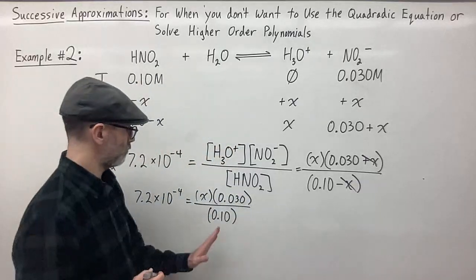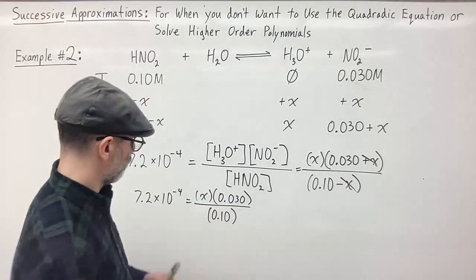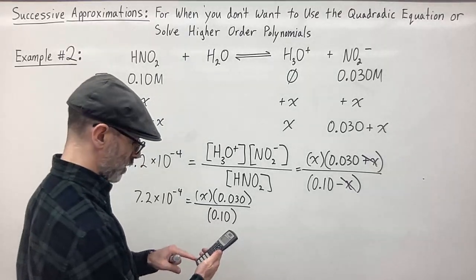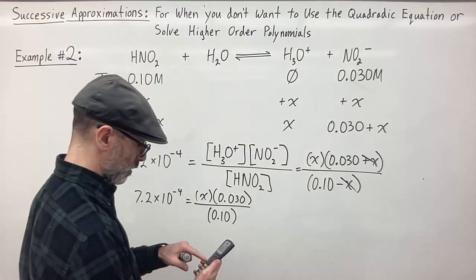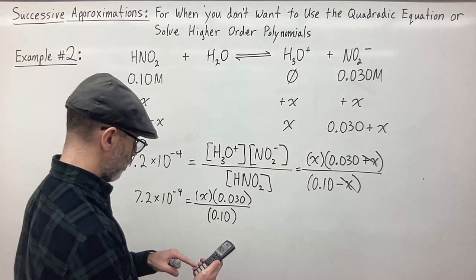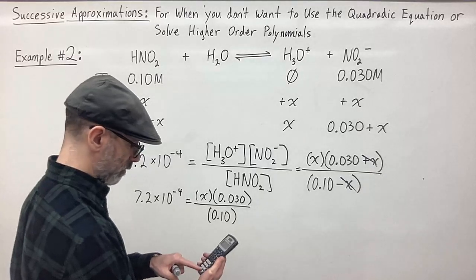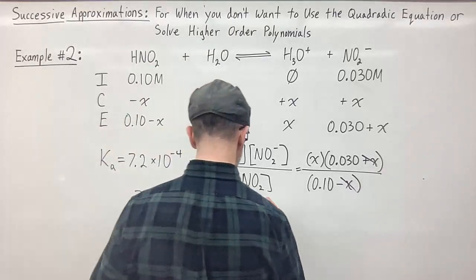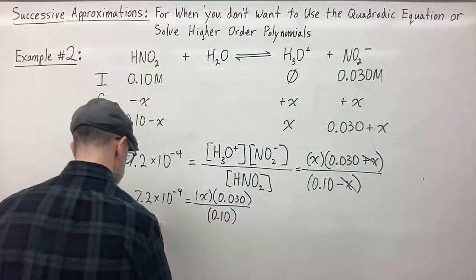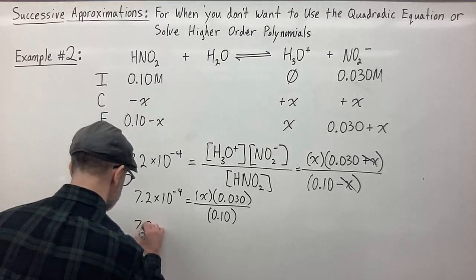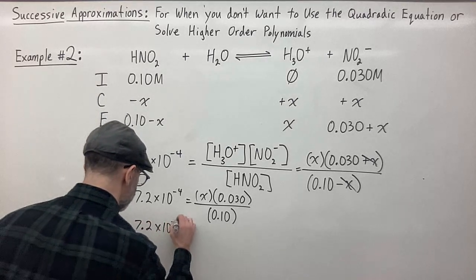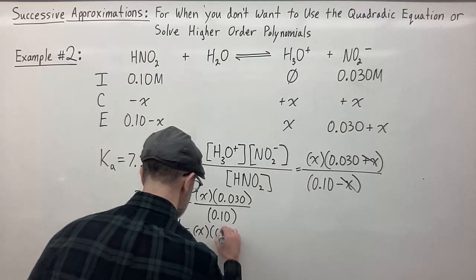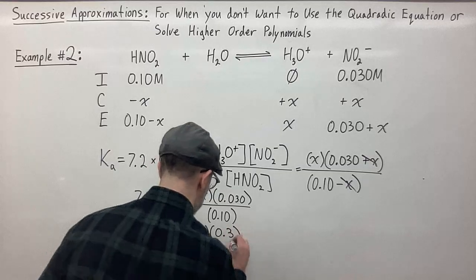Okay, so now we just have to divide those two. I should be able to do it in my head, but let's just use the calculator. 0.03 divided by 0.1 equals 0.3, that's what I thought. So 7.2 times 10 to the negative 4 is equal to x times 0.3. Make sure I got that right.